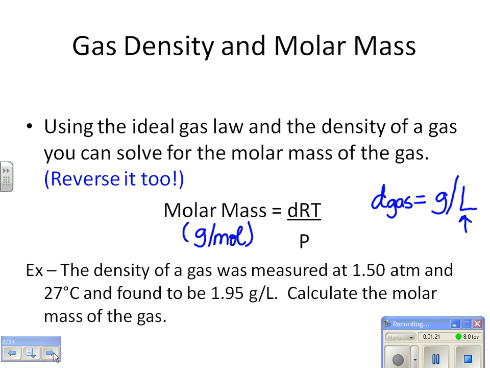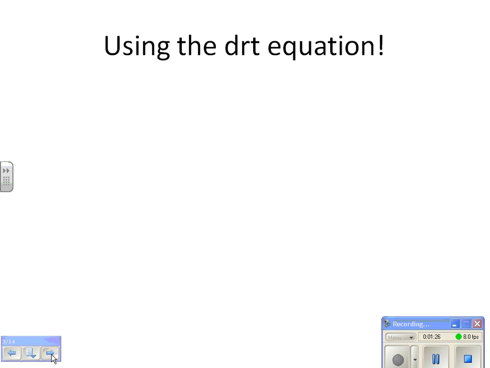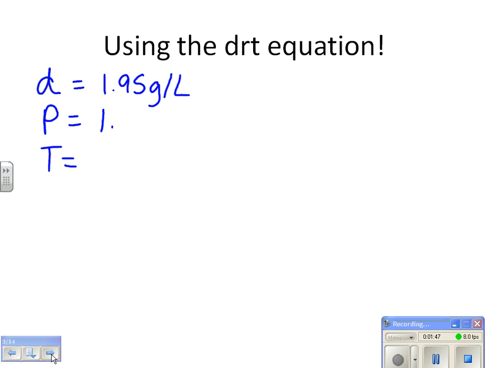Here's a sample problem asking you to calculate the molar mass of the gas. I'm going to use the dRT over P formula. What is Miss Gill going to do first? She's going to write down her givens. The problem gave you density is 1.95 grams per liter. Pressure is equal to 1.50 atmospheres. And temperature in Celsius is 27 degrees. We need to convert to Kelvin, 300 Kelvin.